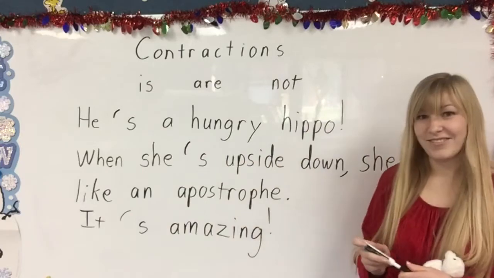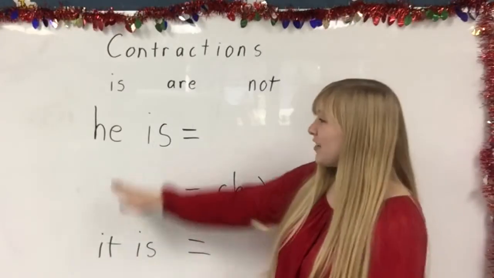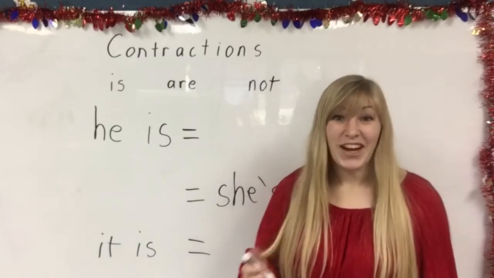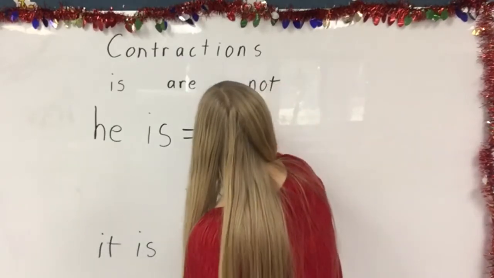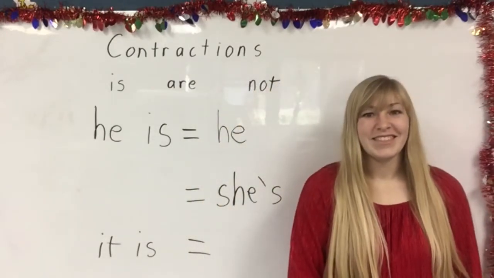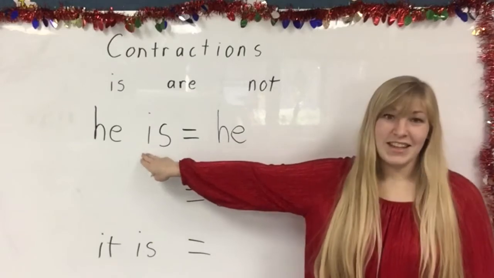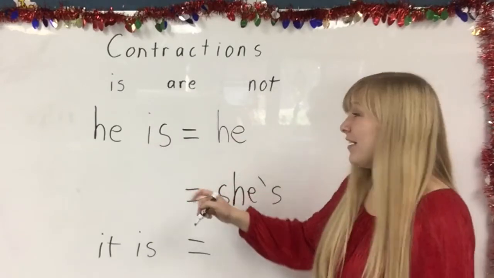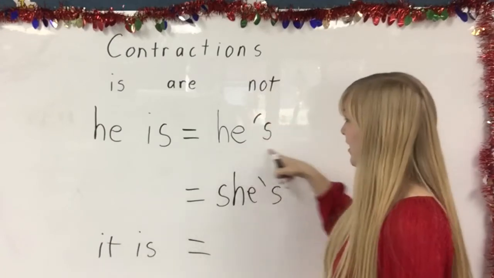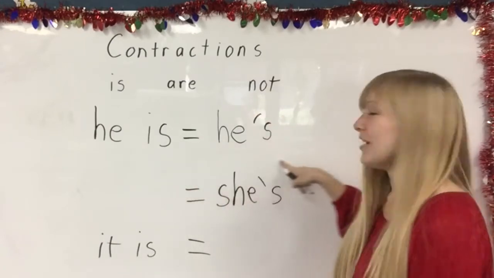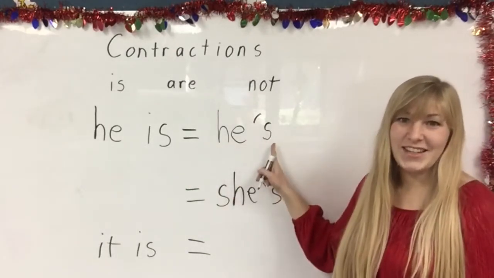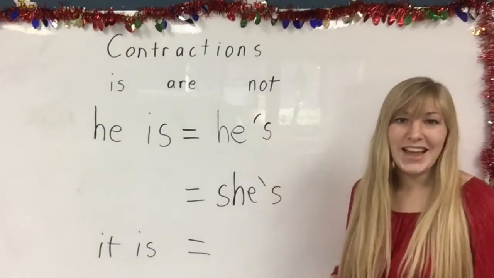It's amazing. Let's review. Let's turn he is into a contraction. What should we do? Right, copy the first word, he, then what? Then take out the vowel in the second word and turn it into an apostrophe. Apostrophe S. He's. He is equals he's. So we took out our I and changed it into an apostrophe to represent our missing letter.